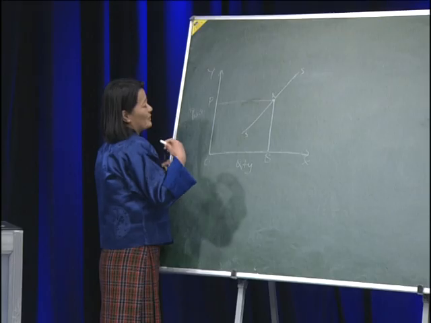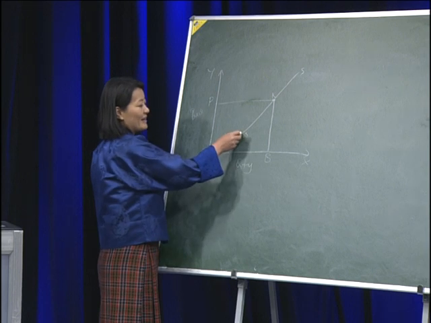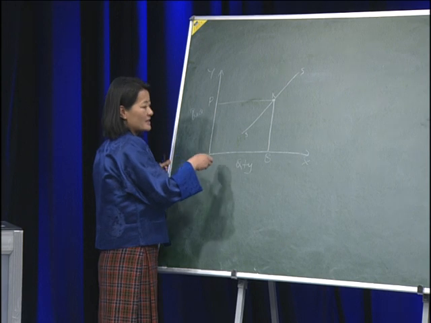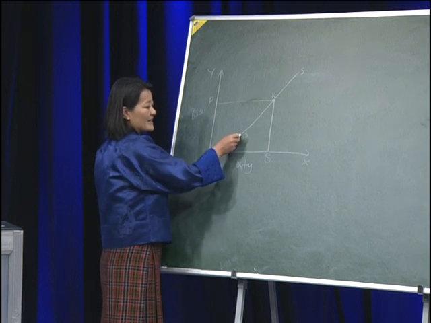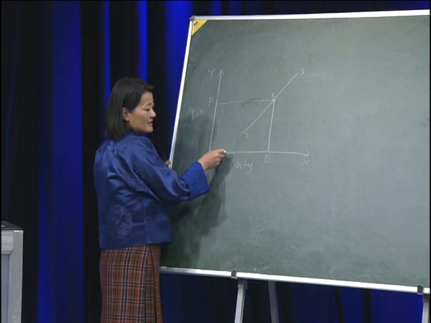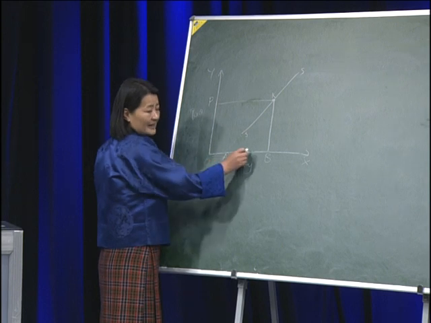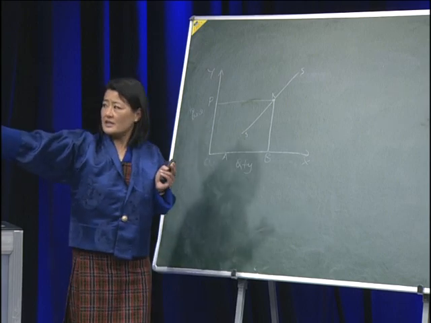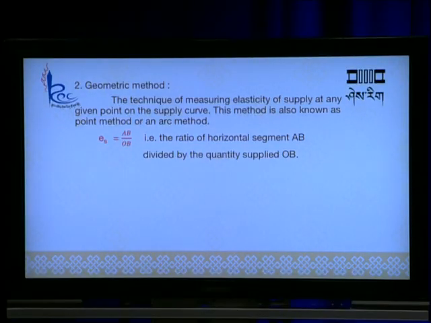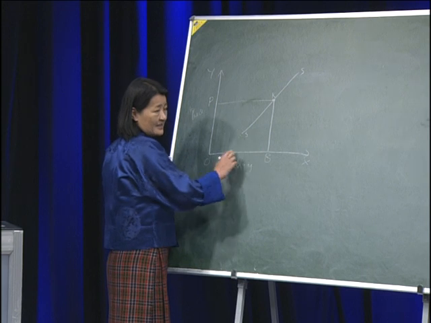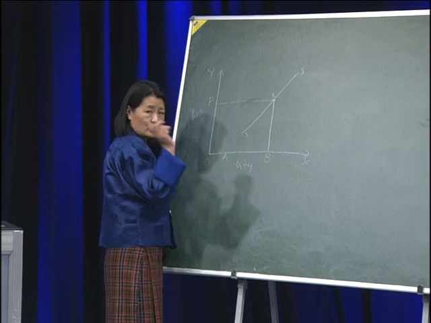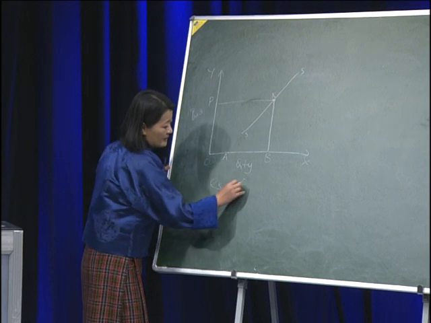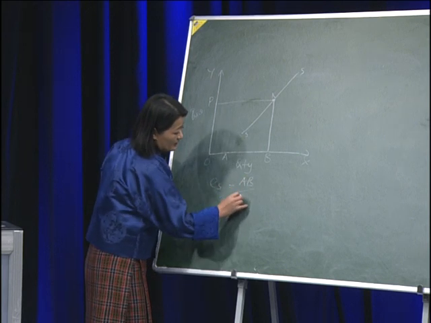The next step is, after finding out the amount of commodity supplied at that particular price, you will extend the supply curve till it meets point A on the x axis. If you look at the formula, AB by OB, AB is this line segment on the x axis, and OB is the quantity supplied. Now here you will apply the formula AB by OB.